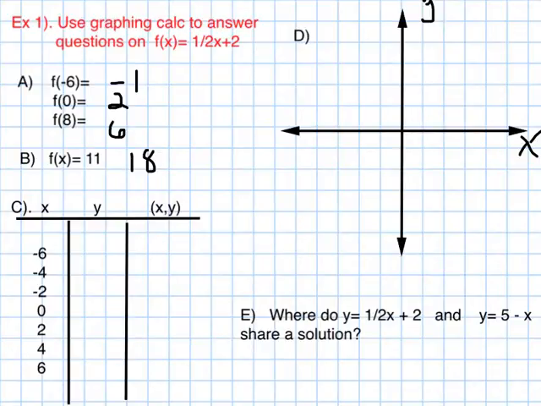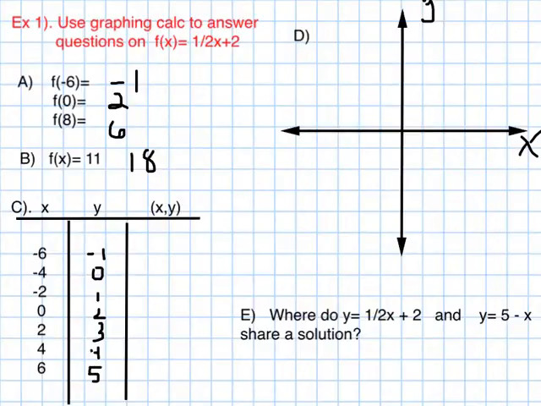Now we're going to move on to part C, which is actually filling in this table. So I want you to pause the video here for a moment, go get the numbers for this table and fill them in, and we're going to come back and put it all together. All right, you should have found that -6 gave you an output of -1, -4 gave you 0, then you got a 1, then you got 2, then you got 3. You see a pattern here. And 4 turns out to be 4, and 6 turns out to be 5.